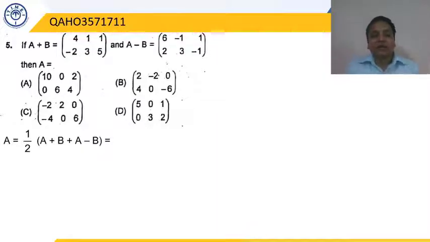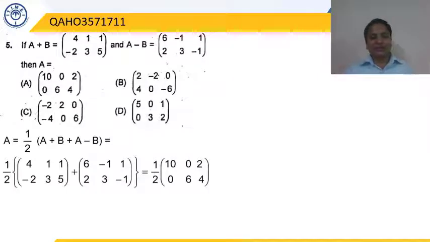Now how do we add two matrices? First of all, both matrices are of the same size, 2 by 3, 2 rows and 3 columns. So we add the corresponding elements in both matrices. Corresponding element means the first row first column of the first matrix is added to the first row first column of the second matrix to get the first row and first column of the resultant matrix. Let's add them together. So we have generalized the result that in this case A is half of the sum of A plus B and A minus B.